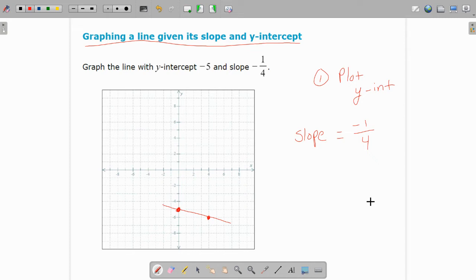better than mine. Okay. Or if you wanted to, if you put the 4 on the bottom, you can go up 1, left 4, and it's also on the line. You don't need three dots for a line. But either one works. Down 1, right 4, or if you put the negative on the bottom, up 1, left 4. All right.